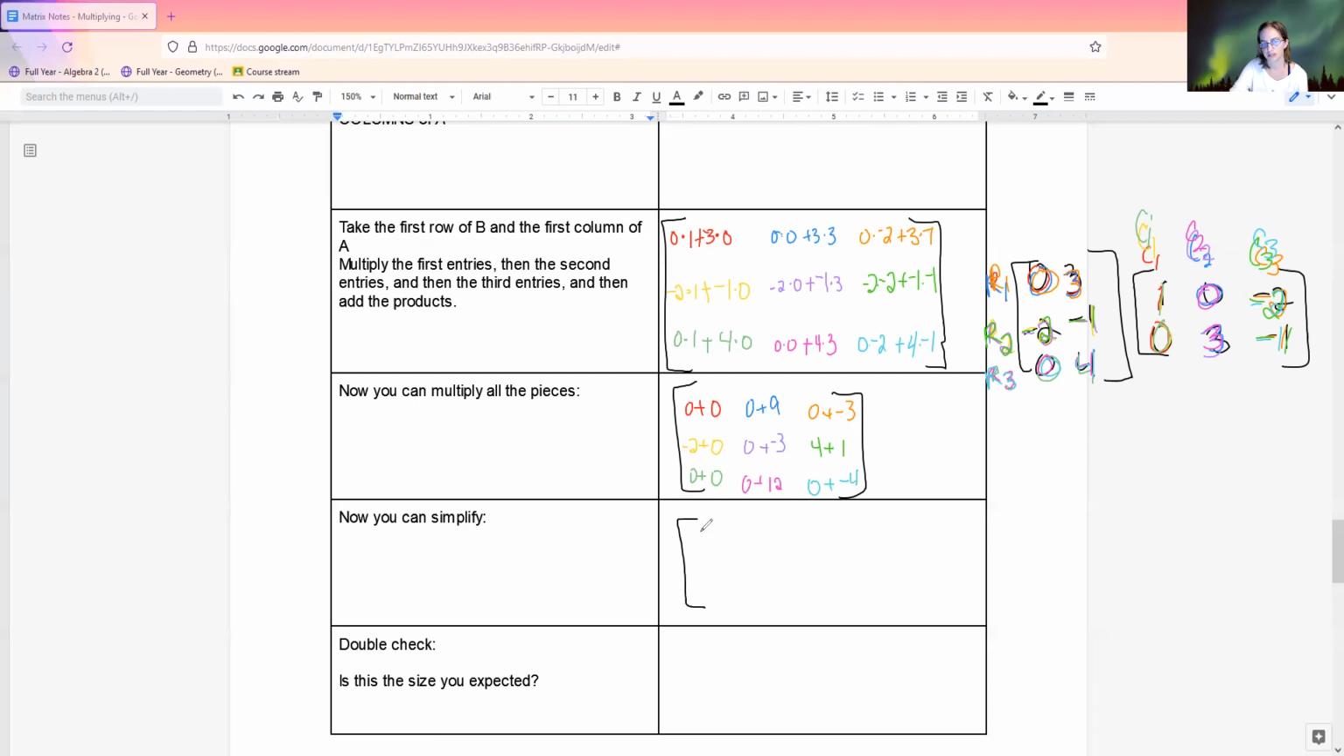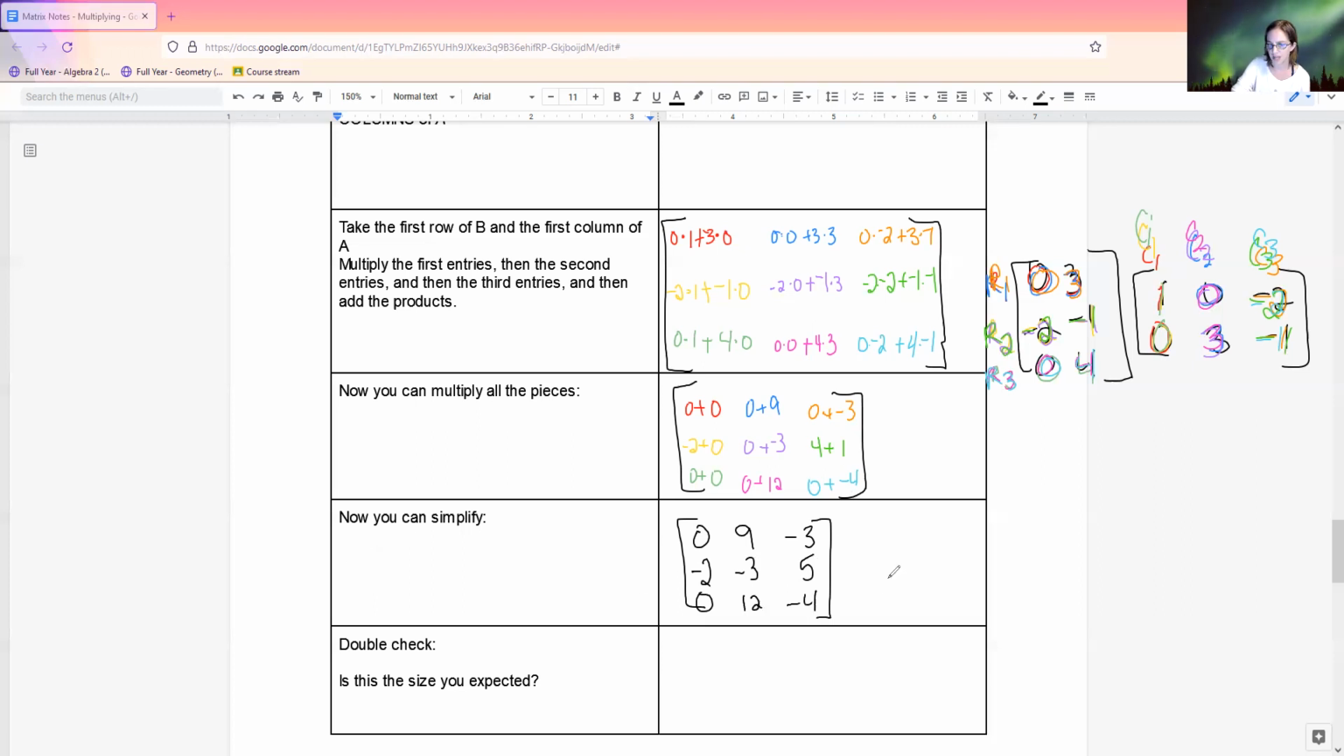0 plus 0 is 0. 0 plus 9 is 9. 0 plus -3 is -3. -2 plus 0 is -2. 0 plus -3 is -3. 4 plus 1 is 5. 0 plus 0 is 0. 0 plus 12 is 12. 0 plus -4 is -4.